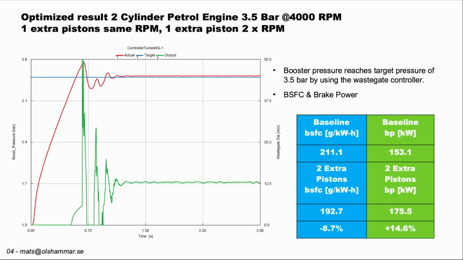And for the baseline engine, we had 211.1 gram per kilowatt hour in fuel consumption. And with these two extra pistons moving at different RPMs, we have 192.7, which is minus 8.7 in fuel consumption. And we have 14.6 extra in power. So it's more power and it's less fuel consumption.